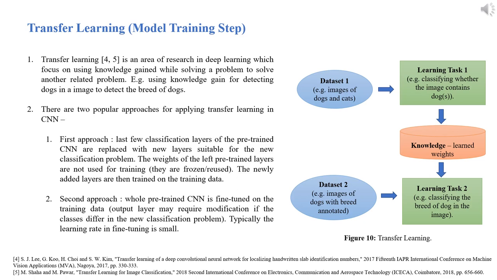Transfer learning is the technique of utilizing knowledge gained while solving a problem to solve another related problem. Transfer learning has been proven to be efficient for classification problems when a large dataset is not available or creating a large dataset is difficult. There are two popular approaches for applying transfer learning on CNNs. The method proposed in this paper utilizes the fine-tuning approach. A ResNet 50 network pre-trained on ImageNet dataset is fine-tuned on the created dataset. Figure 10 gives an example of transfer learning.